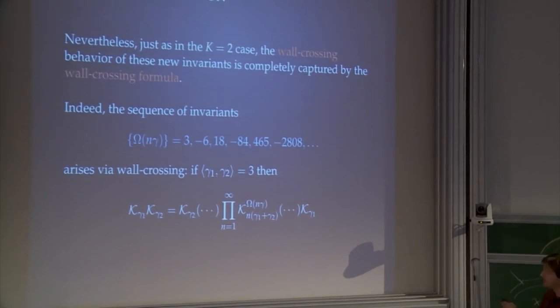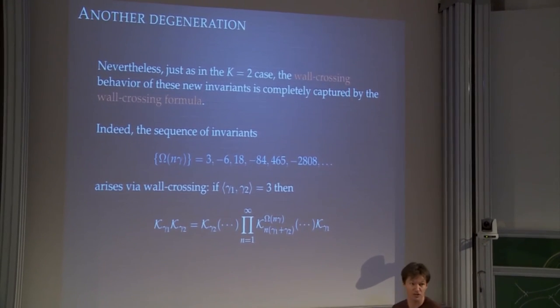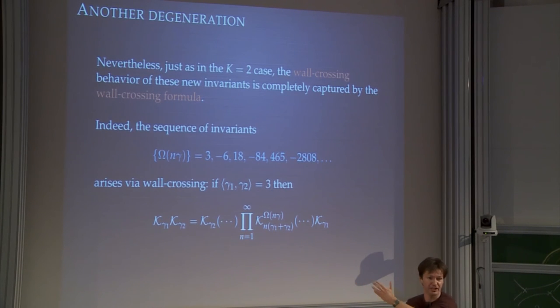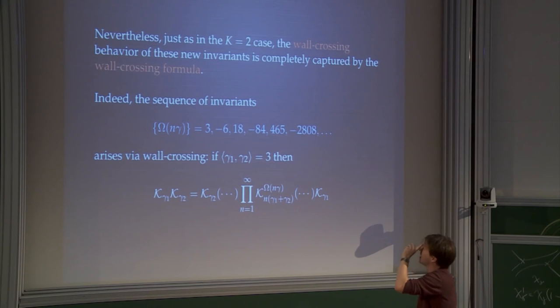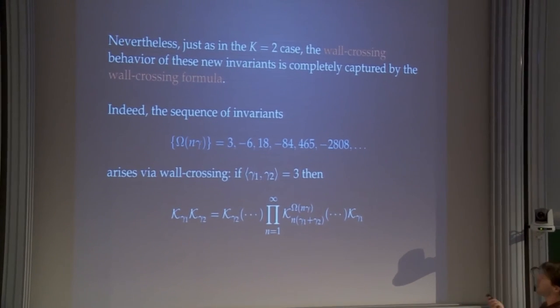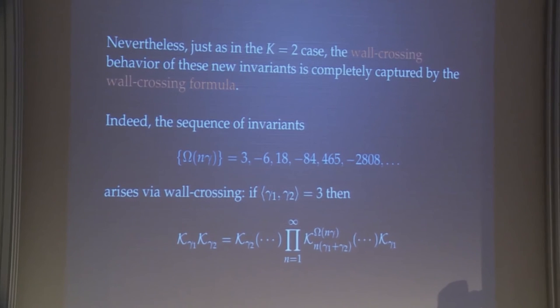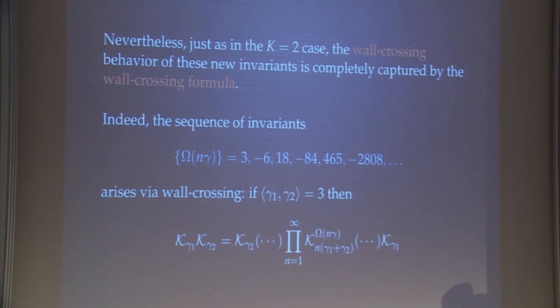Nevertheless, the same formal story that I told you for proving the wall-crossing formula works equally well in this situation. And that's how we extract these invariants. And so the wall-crossing behavior of these new numbers is still completely captured by this wall-crossing formula. So in particular, this complicated sequence of invariants that I just showed you a slide ago also could have been derived in principle just from the wall-crossing formula. So here, it's wall-crossing between two things that have inner product 3.